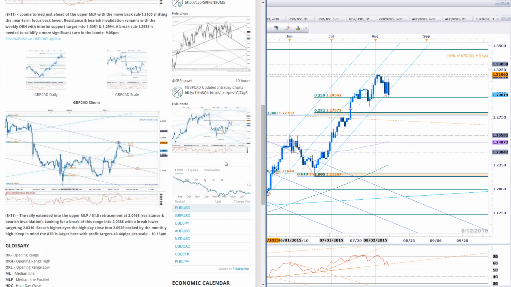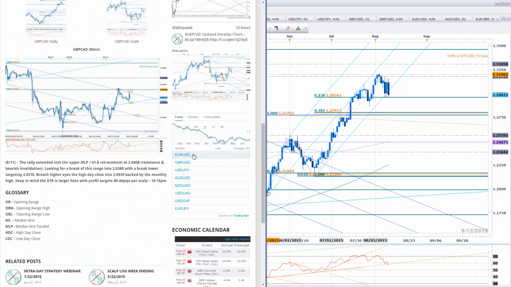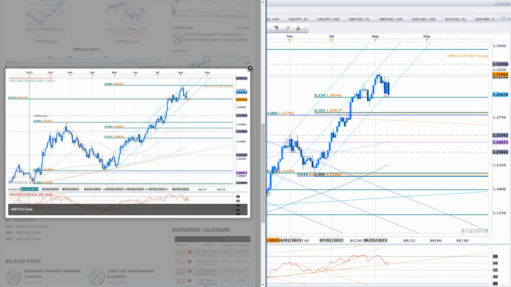So again, a play on CAD strength, which is sort of against the norm. Nobody likes that trade, which is kind of why I've been pressing it on the intraday scalps for the last 4 days. I think it's pretty clear. Here's what we're looking at yesterday on sterling CAD. This was on the radar charts on Sunday.